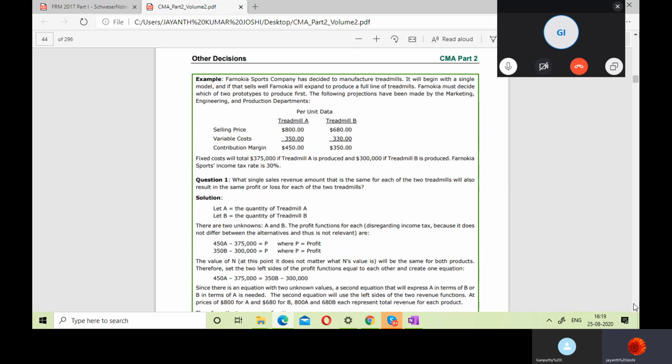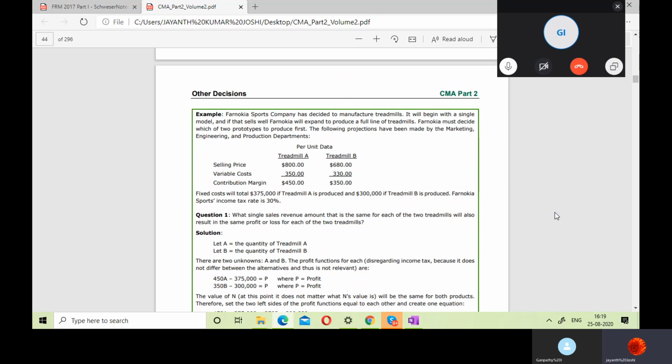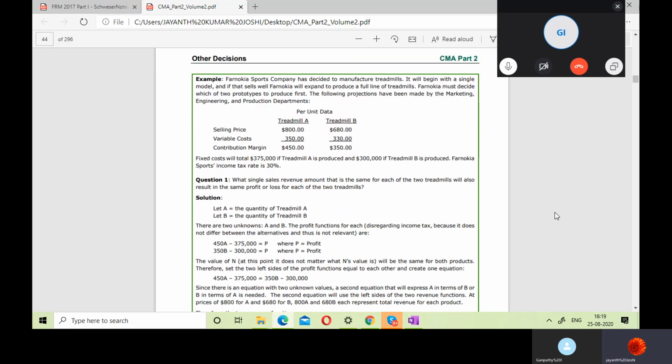So here we can see Farnokia company has a decision to take. They want to manufacture treadmills, and it will begin with a single model. And if that sells well, then they will expand their treadmill business. They'll go for full line production, and must decide which of the two prototypes to produce: treadmill A or treadmill B.